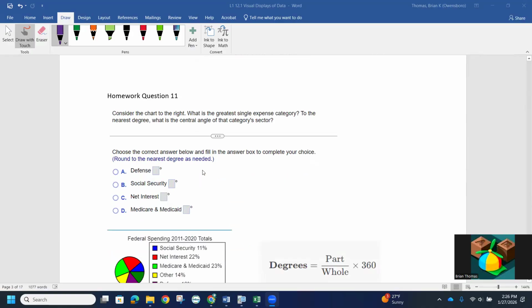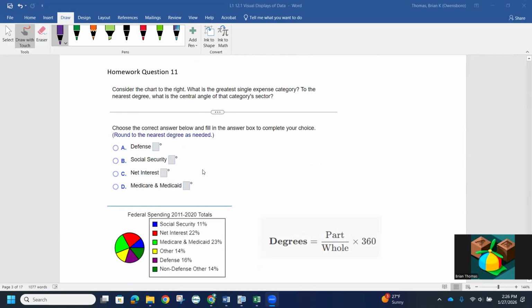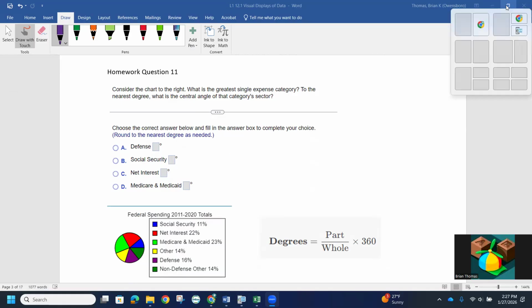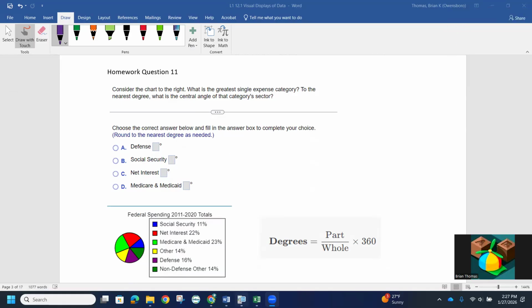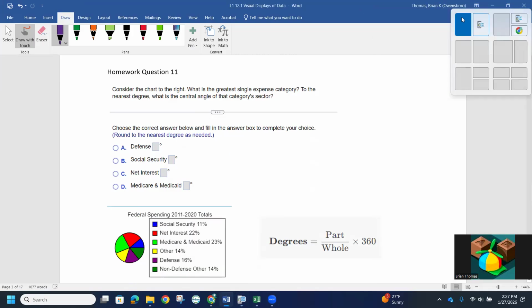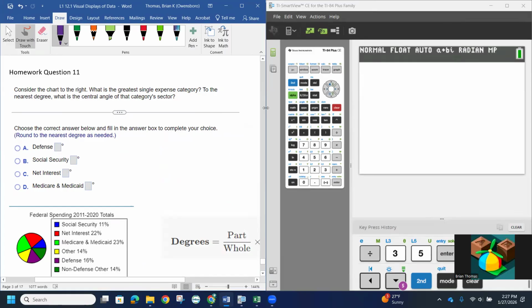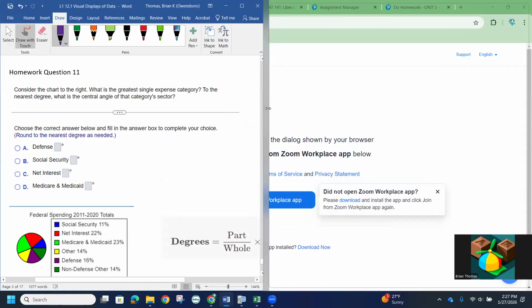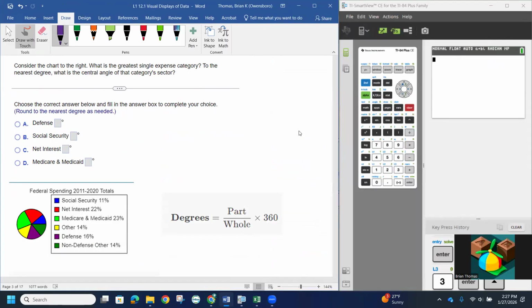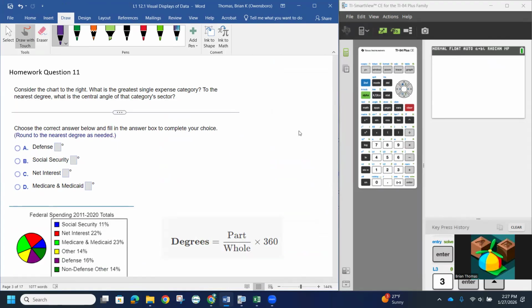So question 11. May need a calculator here. Let me see if I pull up a calculator. Get my calculator up here. Let me see if we get this little line to slide over a little bit. All right. I think we can still see things.